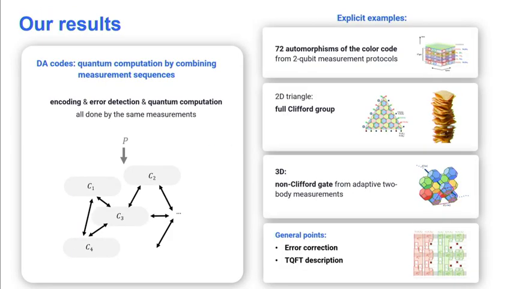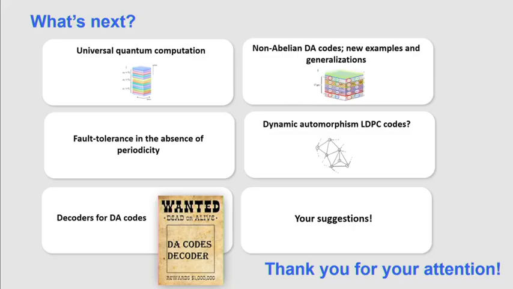To conclude, we have introduced a new model of quantum computation with Floquet codes. We got rid of periodicity, but we embedded a quantum computation into a code. We came up with working examples, the color code, and by putting it on a triangle, we can achieve the full Clifford group. In three dimensions, we can also achieve a non-Clifford gate. And we have also addressed certain aspects of error correction and more general QFT.